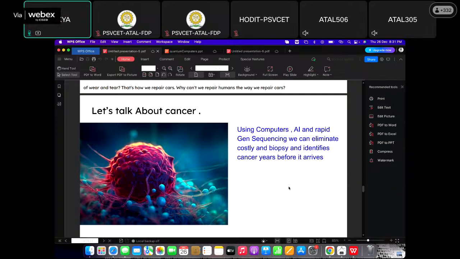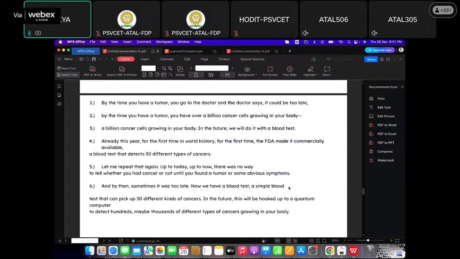By the time you have a tumor, you go to the doctor and the doctor says it could be too late. By the time you have a tumor, you have over a billion cancer cells going in your body. In the future, we will do it with a blood test. Already this year, for the first time in world history, the FDA made commercially available a blood test that detects 50 plus different types of cancers.